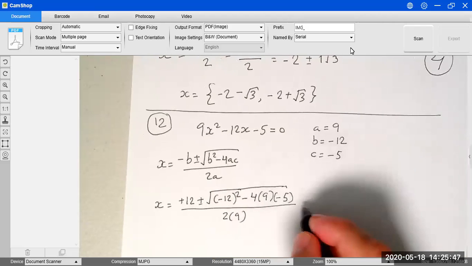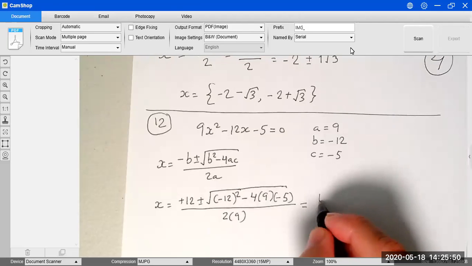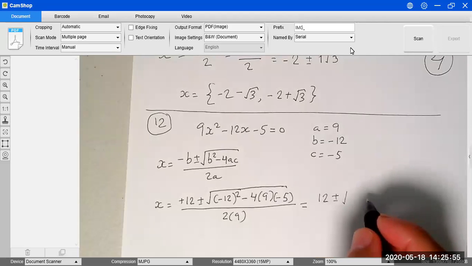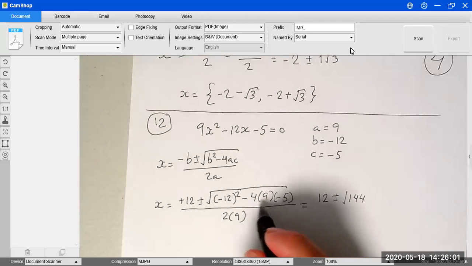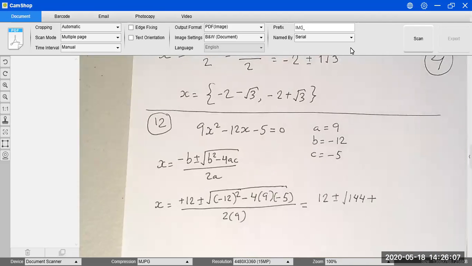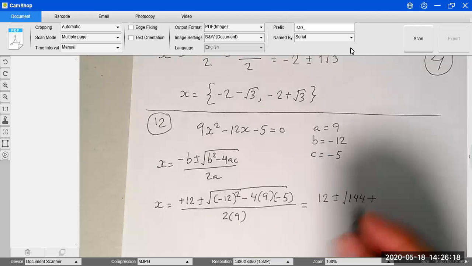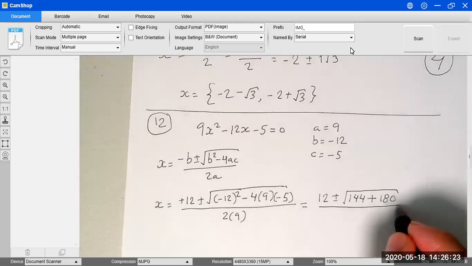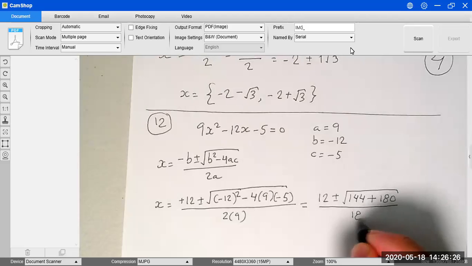So now we need to do our math. So we need to simplify this. So you're gonna get 12 plus minus the square root of 12 squared, which is gonna be 144. Then you have negative times negative is gonna be positive. And then we have 4 times 9 times 5. So that is gonna be, you can use your calculator. So you're gonna get 180 over 2 times 9 is 18.